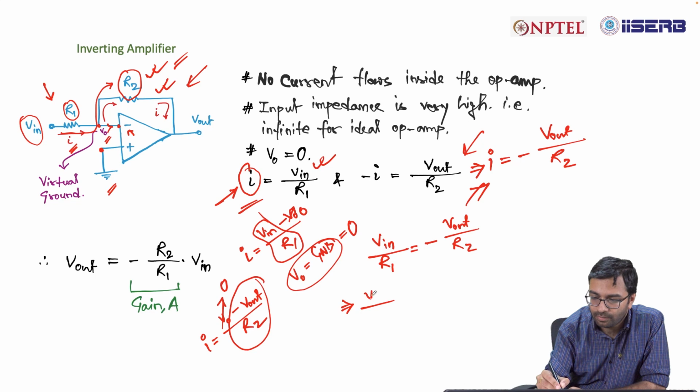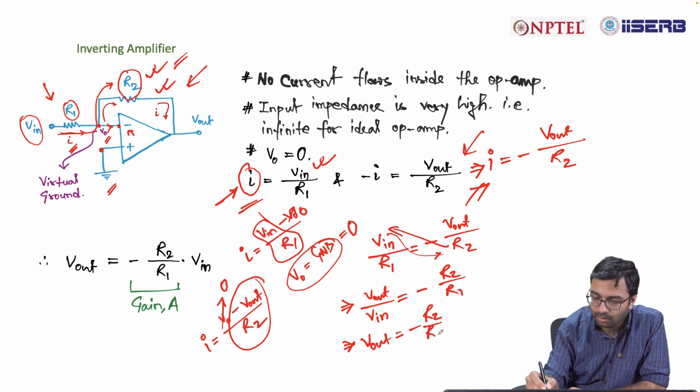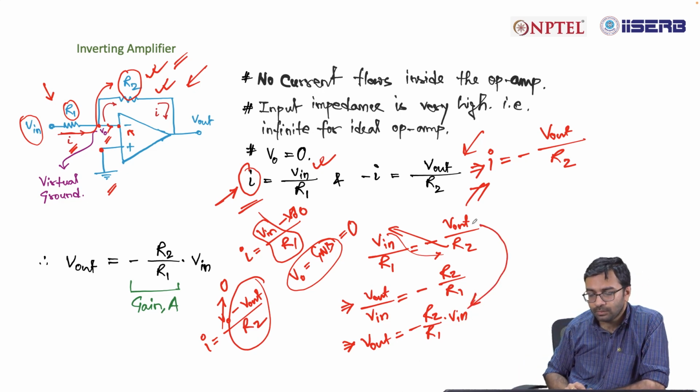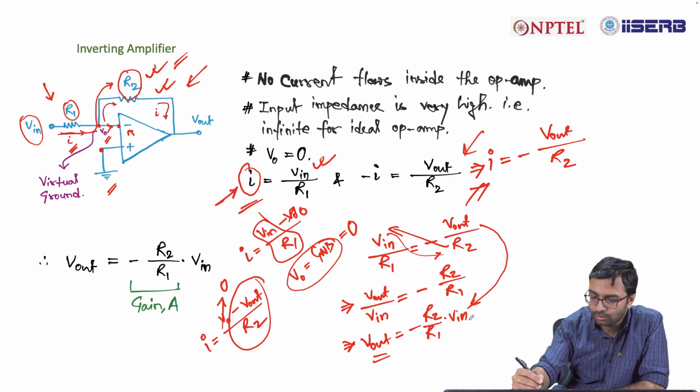So V out by V in is equal to minus R2 by R1. You take the V in over here, R2 over here. So V out is equal to minus R2 by R1 into V in. You can directly write this equation from here.